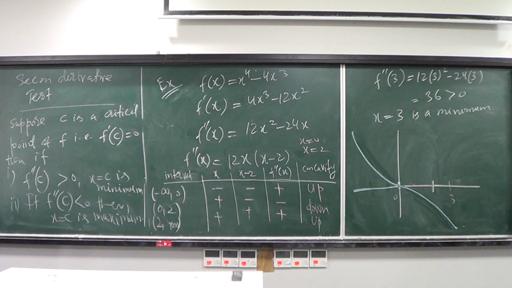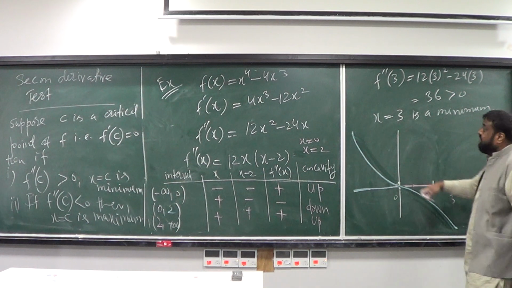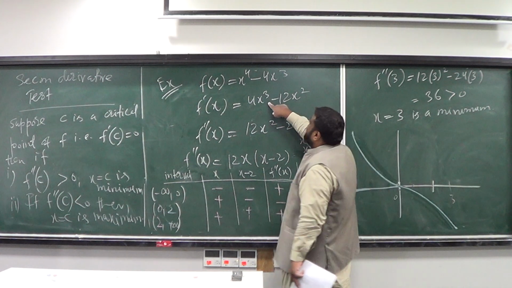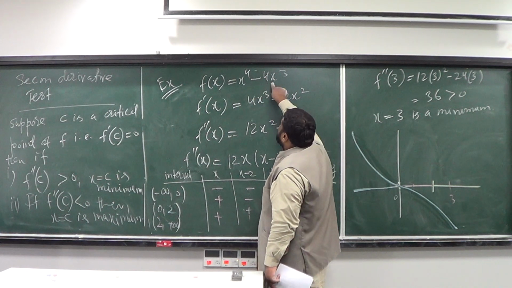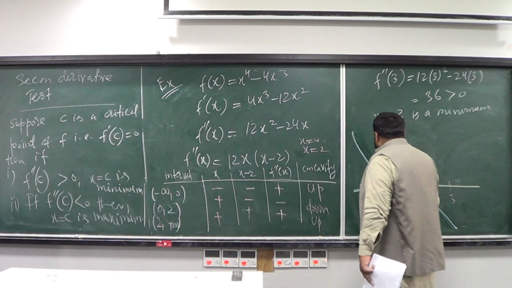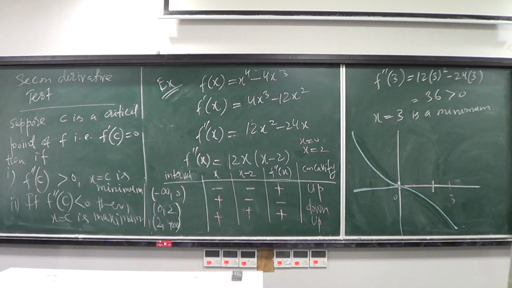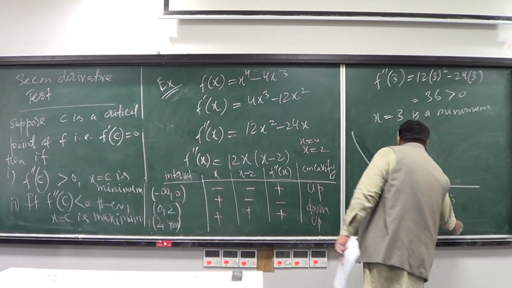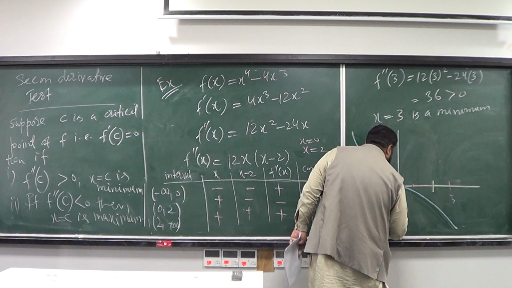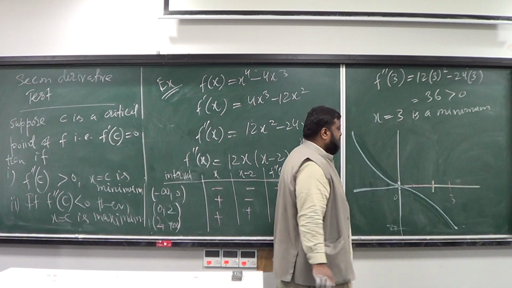By the way, you can also calculate this minimum. If you take x equal to 3 and substitute it into x to the power 4 minus 4x cubed, you can really plot that curve as well. So I think x equal to 3 gives minus 27, so this point is really minus 27.